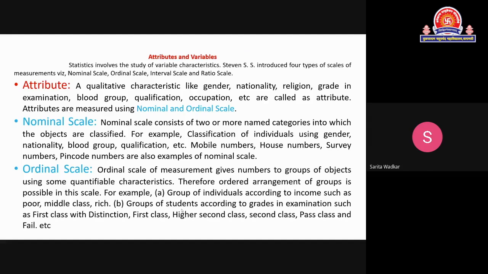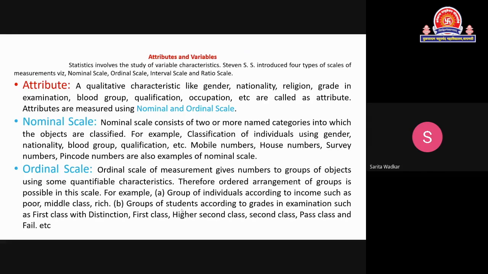Literacy. Can we say that literacy is measurable? Can you say that he is 20% literate? No. We can say either he is literate or illiterate. So here we can't measure literacy. Second is religion. Here we can say that he is either Hindu or Muslim or Jain, Sikh. So these are the religions. We can't say the percentage of religion he is. We can directly say that he is either Hindu, Muslim, Jain or Sikh.